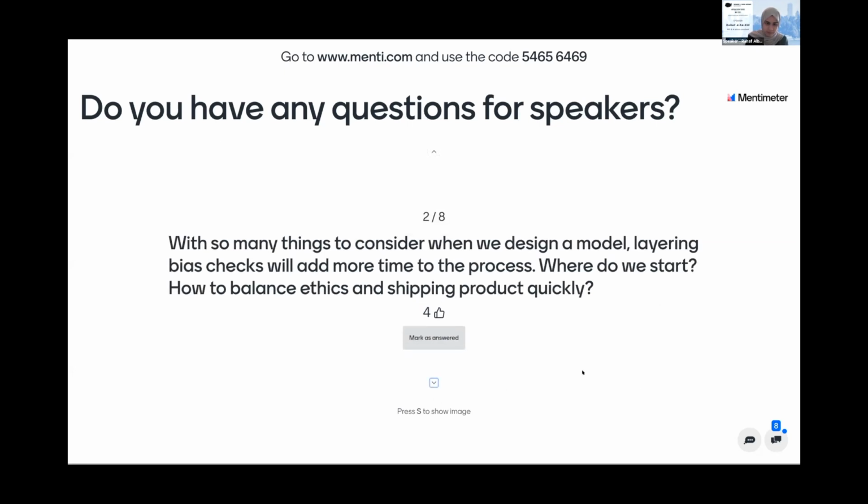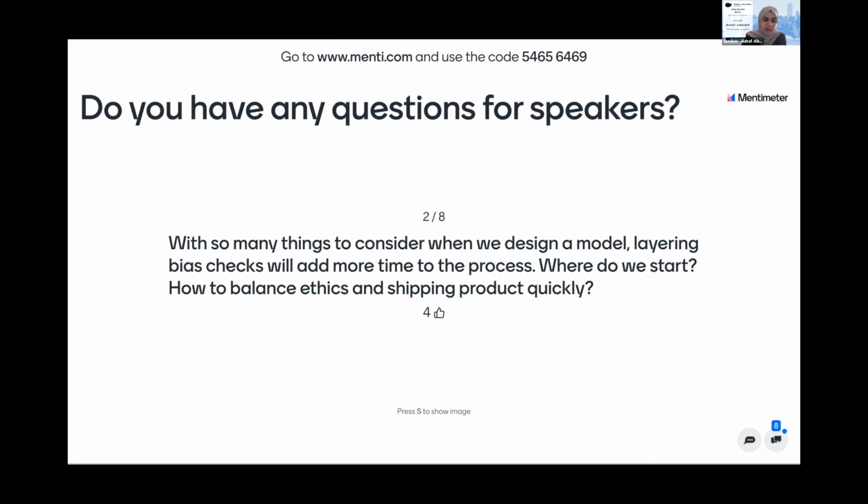So the next question is, with so many things to consider when we design a model, layering bias checks will add more time to the process. Where do we start, and how to balance ethics and shipping the product quickly? That's a very good question, because it's something that usually scares companies from really starting the ethics conversation. There are so many layers to check.